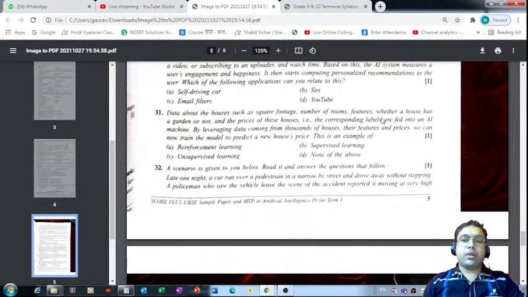Data about the houses such as square footage, number of rooms, features, whether a room has a garden or not, and the price of these houses. The corresponding labels are fed to an AI machine.